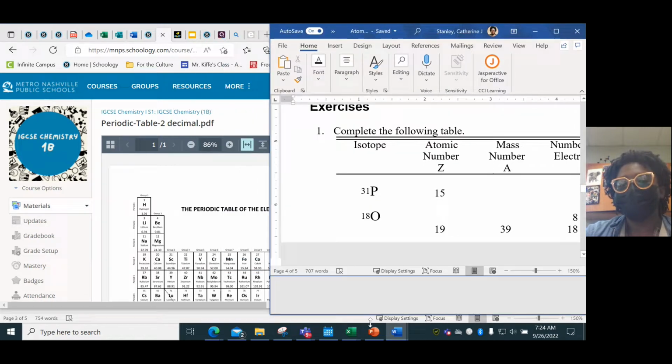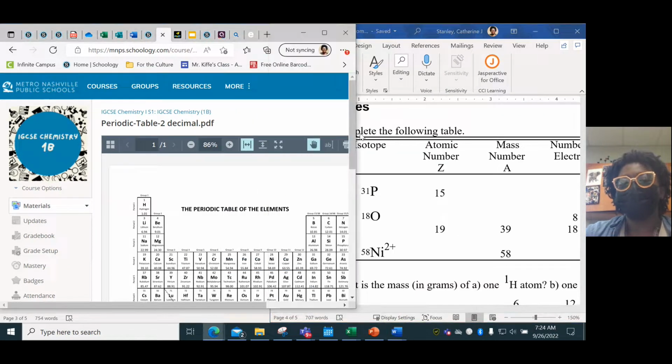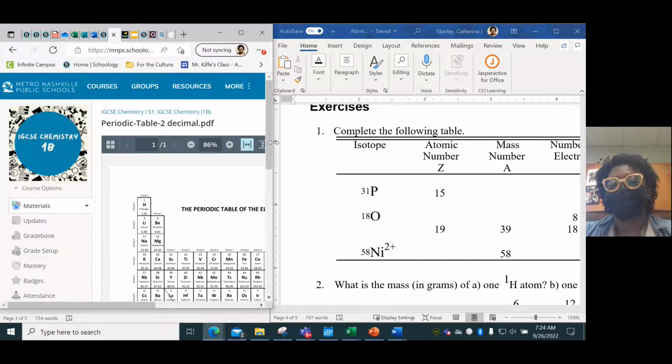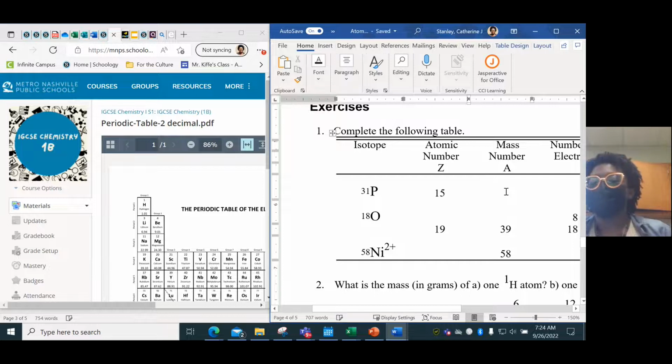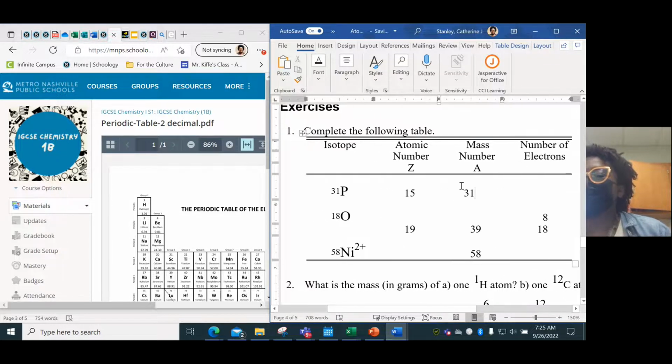All right, so right here we have 31 phosphorus. Well, we already have the atomic number. Yay, us. The mass number. Well, this is a superscript over here, this 31. So that's going to actually be our mass number. Does Miss Stanley know that it's not perfectly under here? Yes, I just pressed space a bunch of times in order to fill it in. There you go. All right, number of electrons.